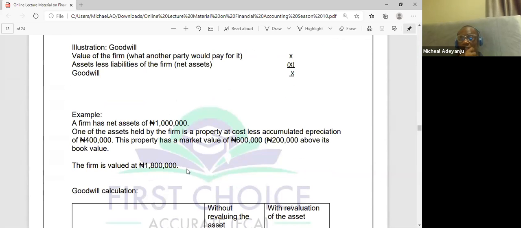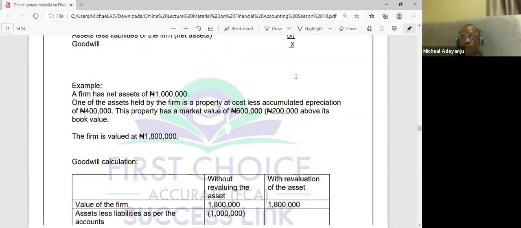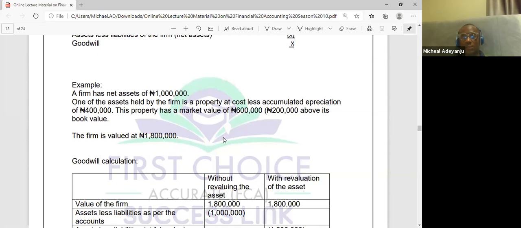Then how do we treat goodwill in partnership business? So the value of a firm is X, and you take the assets less the liabilities to get your net assets. The difference between the value of the firm and your net assets is going to give you goodwill. This is a typical illustration of goodwill.